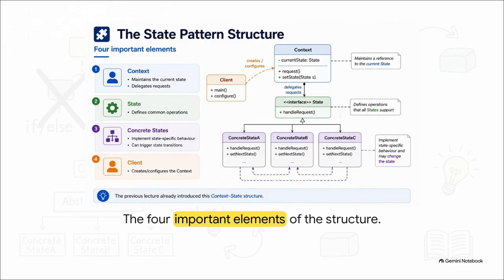First, the context. This is the object the client actually interacts with, like the TV itself, and it maintains a reference to the current state. Second, we have the state interface, which defines the common operations. Third, the concrete states. These are your actual classes, like off state or on state, that implement the specific behavior. And fourth, the client, which sets the whole shebang up. The absolute magic here: the context just holds the current state, but those concrete states do all the heavy lifting.